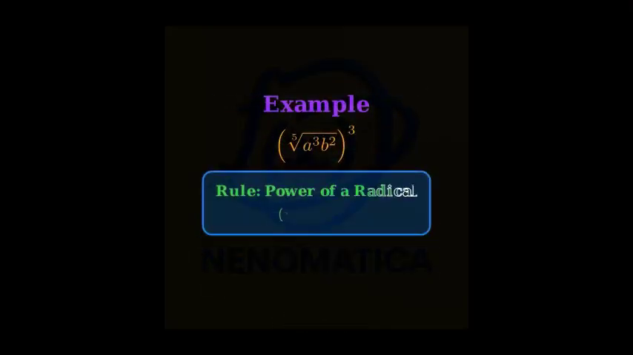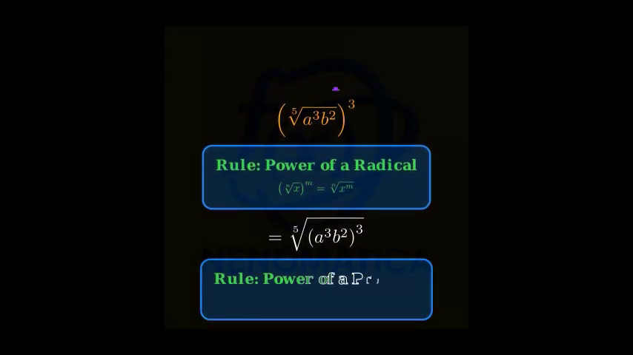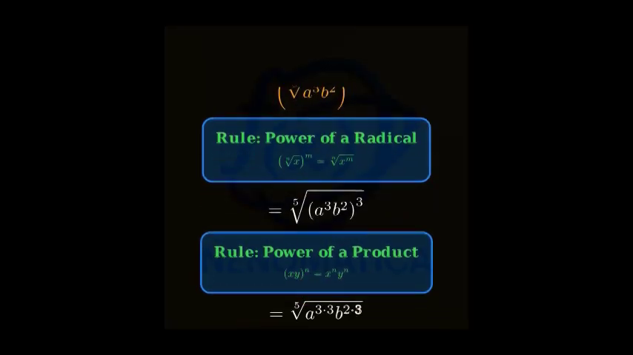Let's start solving step by step. First, we'll apply a property of radicals that will help us understand what happens when we raise a radical expression to a power. When we have the nth root of an expression raised to a power m, it's equal to the nth root of that expression raised to the power of m. Now, we need to apply the power property to distribute the exponent 3 to each term inside the parentheses. This means we multiply each exponent inside by 3.